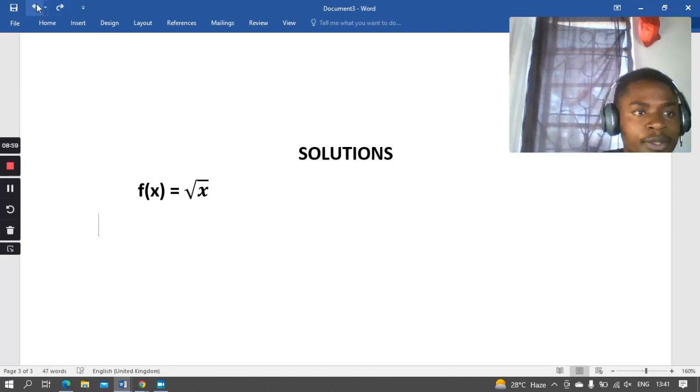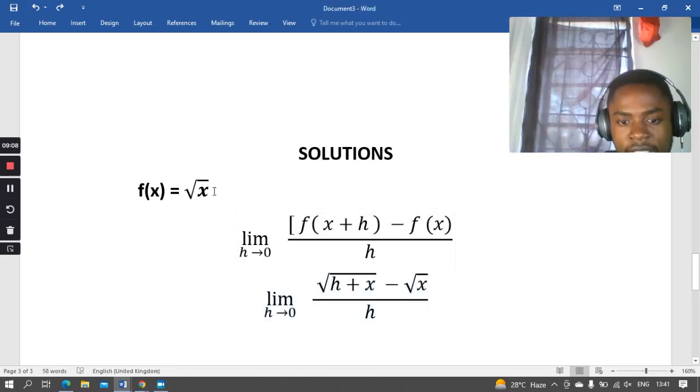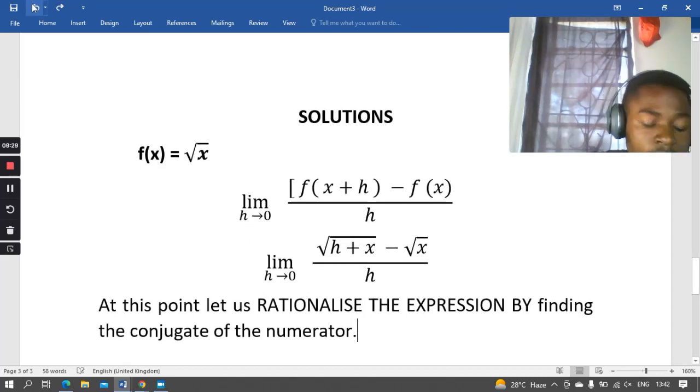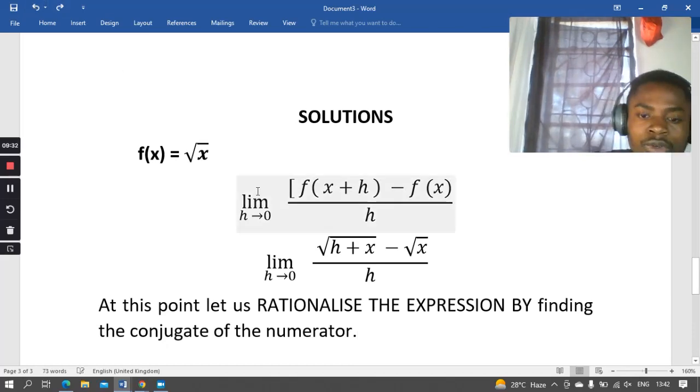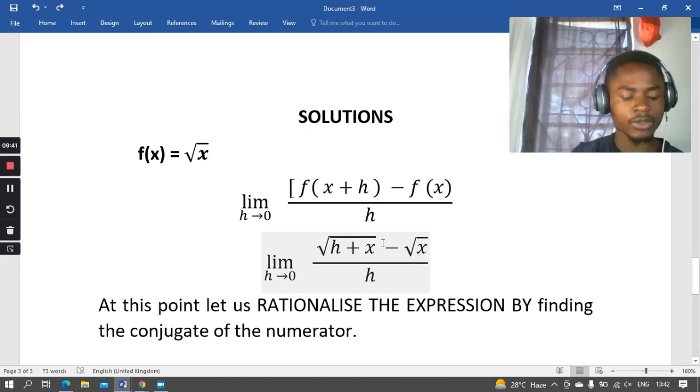So let me quickly write that and see what we can do. In this next step, I've just replaced where there is x, I have put h plus x. Where there is x from this function, I have put h plus x minus f of x, which is just square root x, over h. Okay, h is always the denominator. From there, at this point, if you look at these functions, you find that this expression, you cannot go anywhere. It's more like you are stuck.